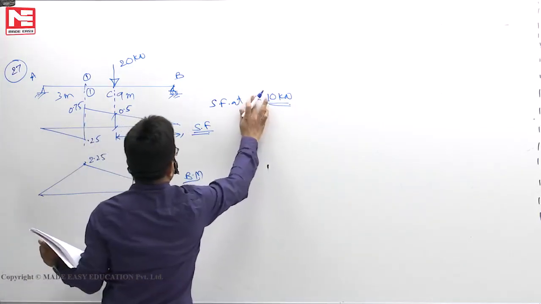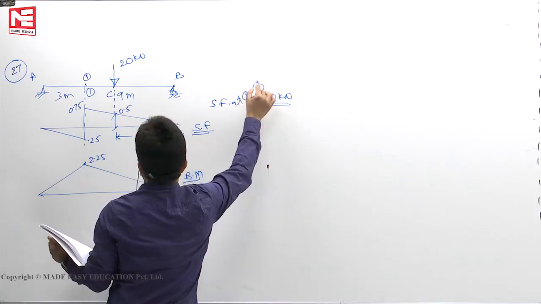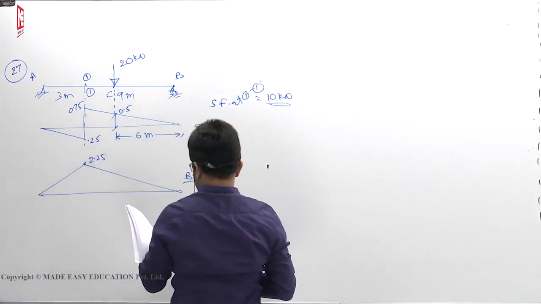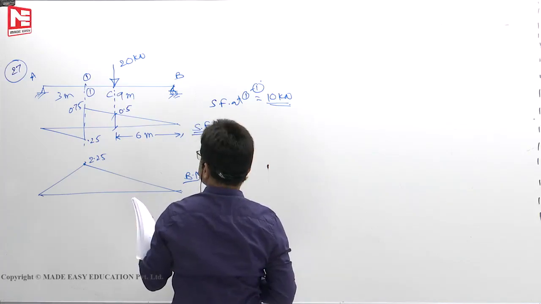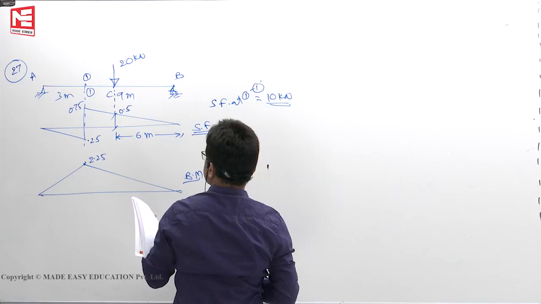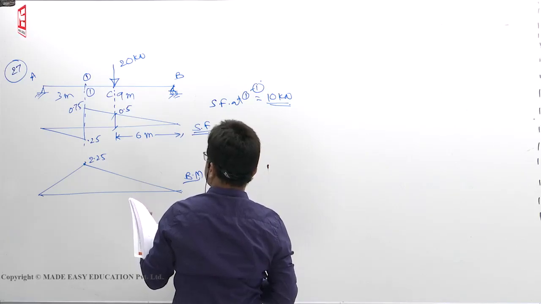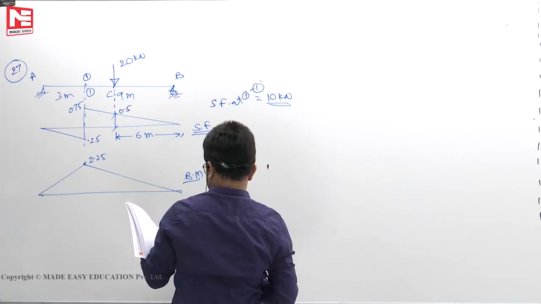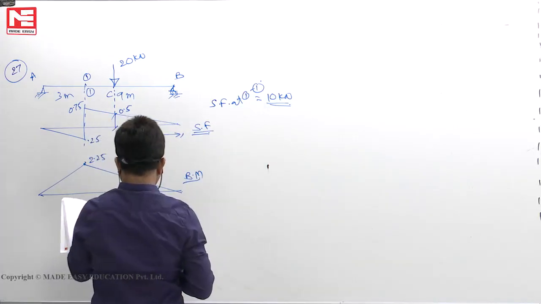Shear force at 1-1. This is 9 meters, 1 meter. At the center we wanted 20 kilonewton. So shear force you will get as 10 kilonewton. So only one option is matching.